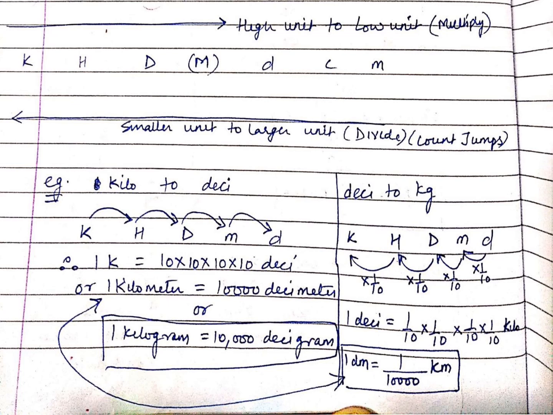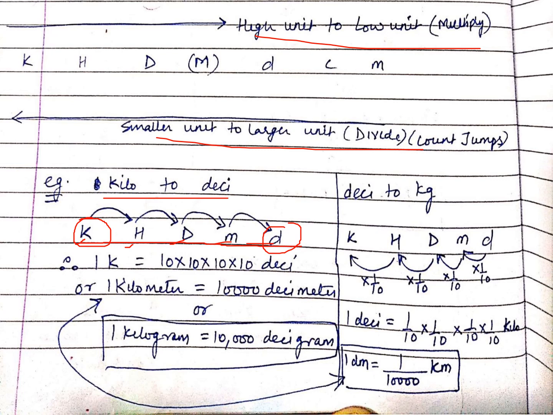So you can see here, I've written that example simply. Let's see a question. Kilo to deci. So you can see I have written only the required things. King Henry died, mother did not. Only this much was required. I am going from this high unit to this low unit. I have told you, when we go from high to low, we multiply. Yes, just remember that thing.